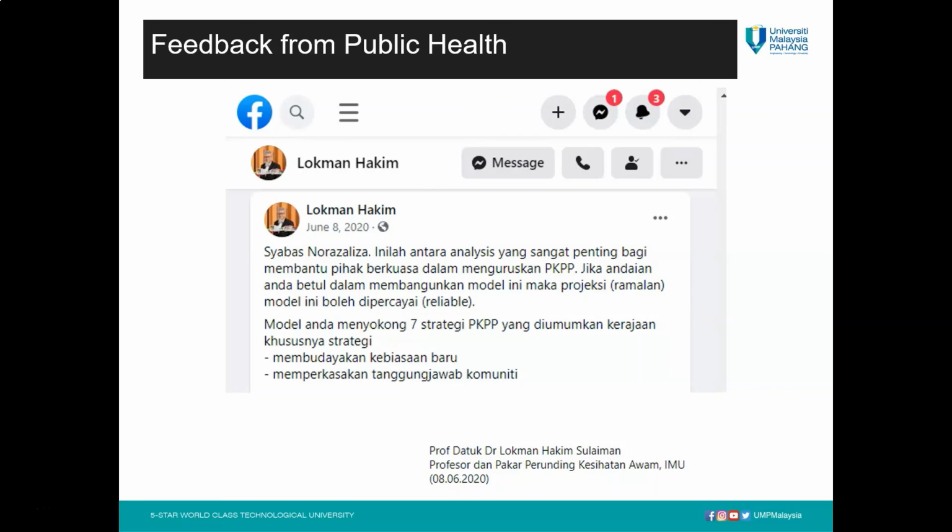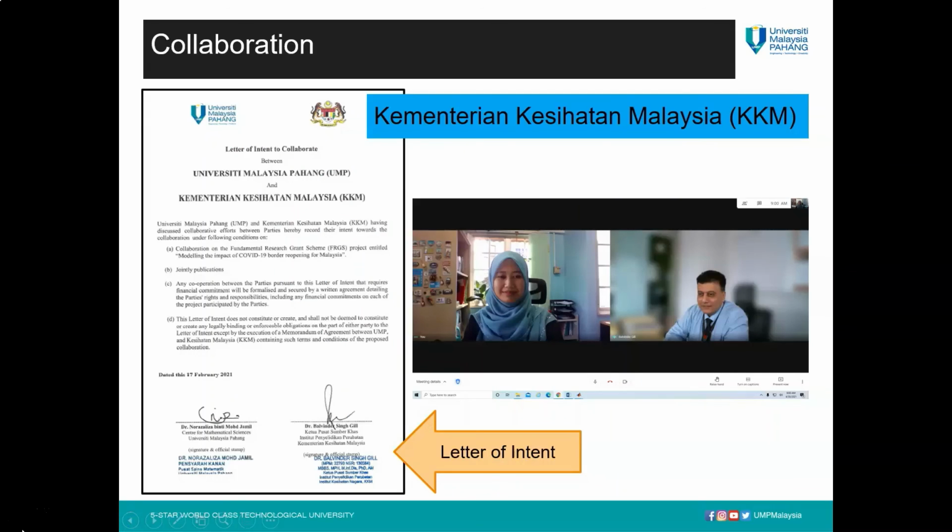We received some feedback from Public Health. Professor Datuk Dr. Lokman Hakim, a professor of Public Health, mentioned that our proposed model supports the 7 strategies in RMCO, especially in embracing the new normal and community responsibility empowerment. We collaborate with Kementerian Kesihatan Malaysia, with the letter of intent to collaborate attached.